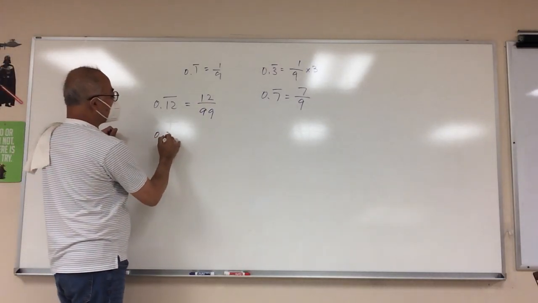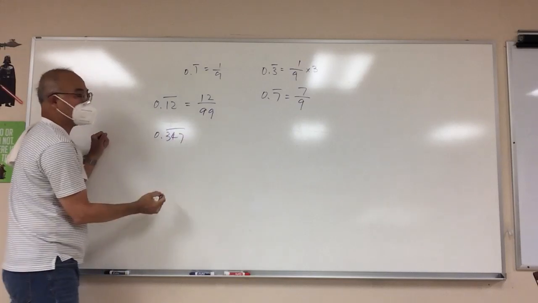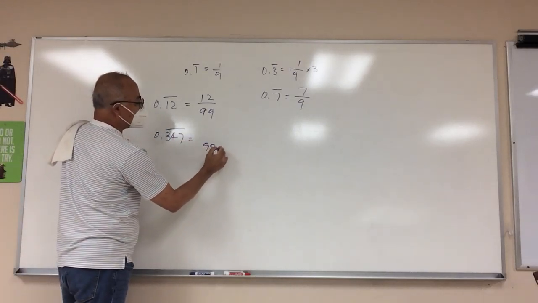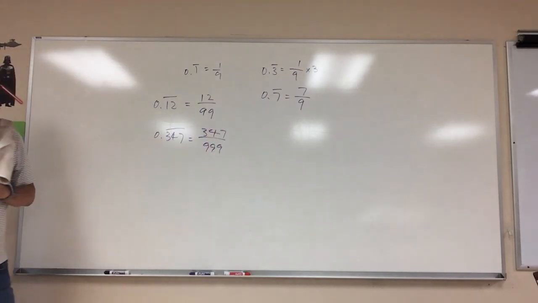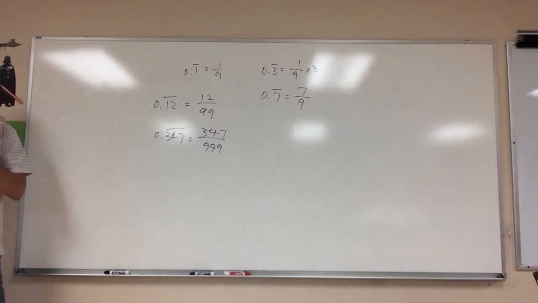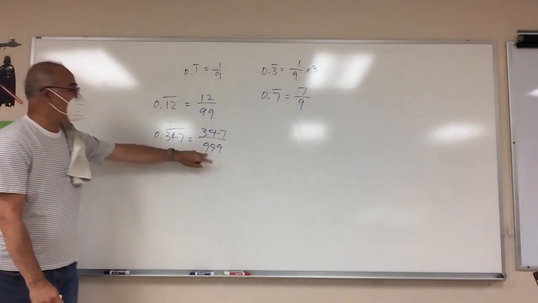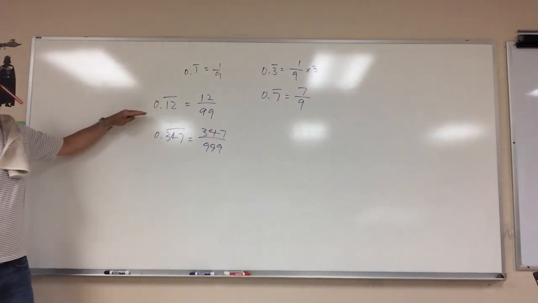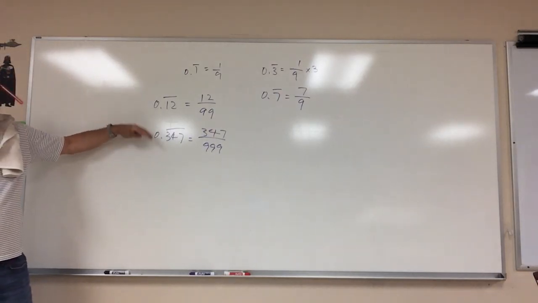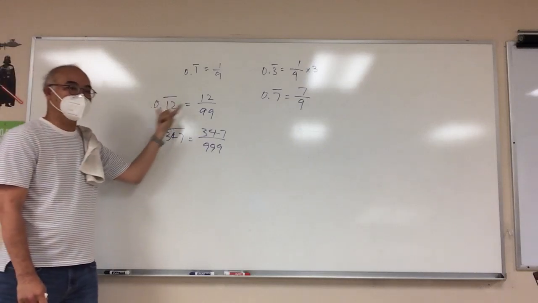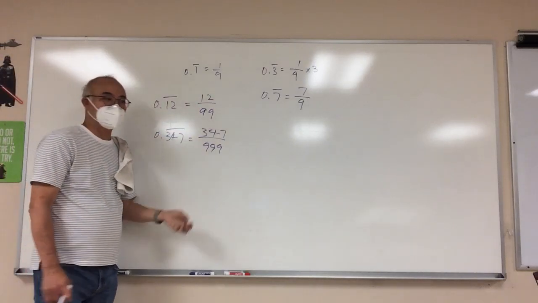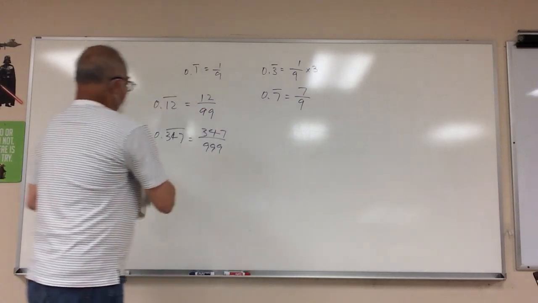So 0.347 repeating is the same as 347/999. Does this ring a bell? No. Oh, Sam says it rings a bell. I wouldn't know. So, just know, I would be very surprised if you got tested in the SAT about this, okay? But realize that there is a way to make a conversion of these natures. All right. So that's that.